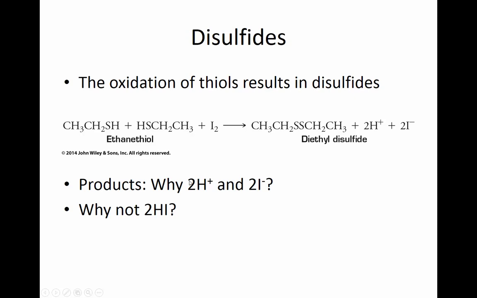A question about the products. Why are we looking at, as the products, two protons, hydrogen ions, and two iodide ions? Why don't we just have two hydroiodic acid? The reason for that is that hydroiodic acid is a strong acid, and its conjugate base, the iodide, is weak, and it does not want to form HI. So we don't want to form hydroiodic acid in solution because iodide is such a weak conjugate base. So we won't see H plus and I minus forming HI in this case.